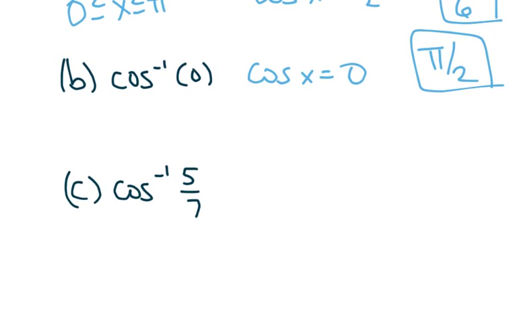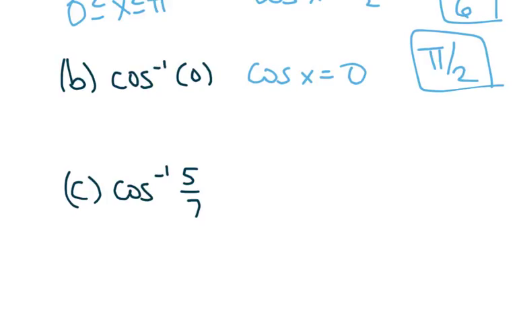Now let's go to C, the inverse cosine of 5 over 7. Well, 5 over 7 is not the answer to one of our special angles. All the answers to our special angles are square root of 3 over 2 and 1/2 and 1 and 0 and square root of 3 over 3 and square root of 3.